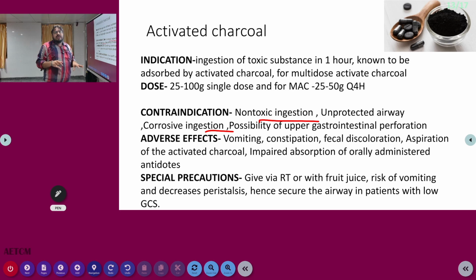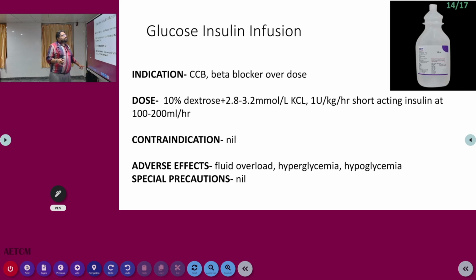Adverse effects: vomiting, constipation, and fecal discoloration because the color is black. There can be aspiration of the activated charcoal, and impaired absorption of orally administered antidotes. Some drugs that you want to administer as an oral antidote will not be absorbed. But special precautions to keep in mind: give via an RT tube or with a fruit juice, because it is not palatable at all. And also make sure that you are securing the airway before you give this drug.